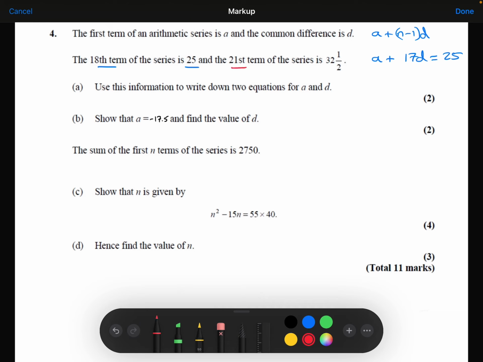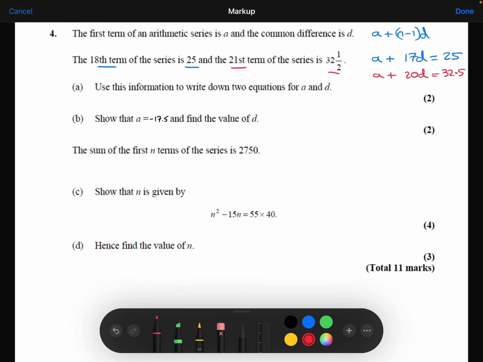The 21st term is 32.5. So again, let's use the nth term formula. a plus 21 minus 1, which is 20, lots of d is 32.5. So these are my two equations for a and d. That's part A done.